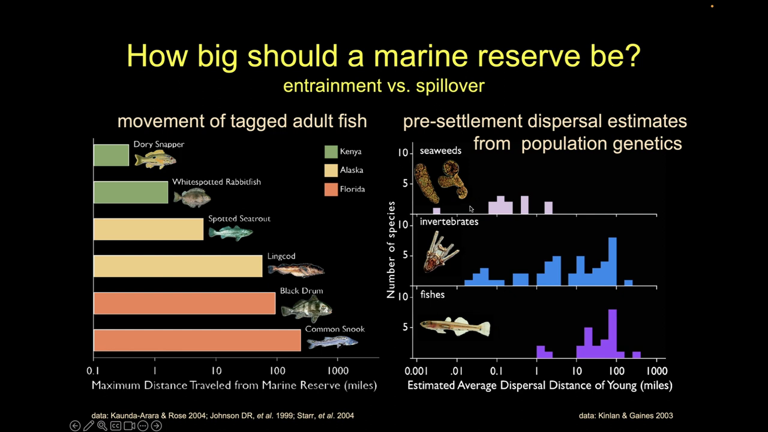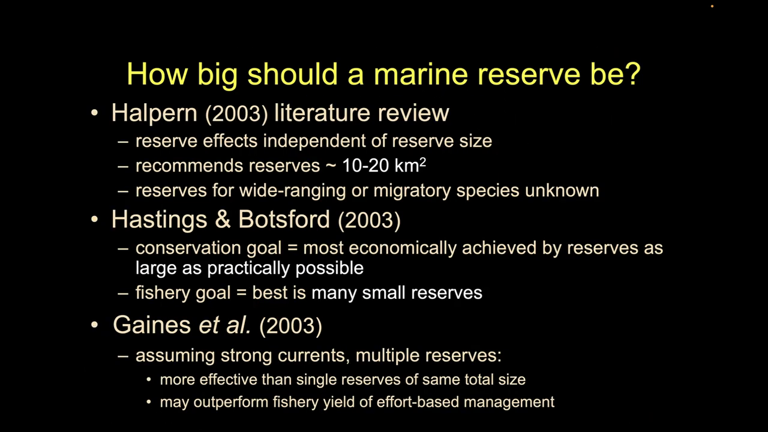So the algae tend to move not that much on average. The fish tend to move on average a long ways, and the invertebrates are kind of in between the two. Okay, so we can take actual individual movement data to look at this. We can also look at population genetic data to look at this.